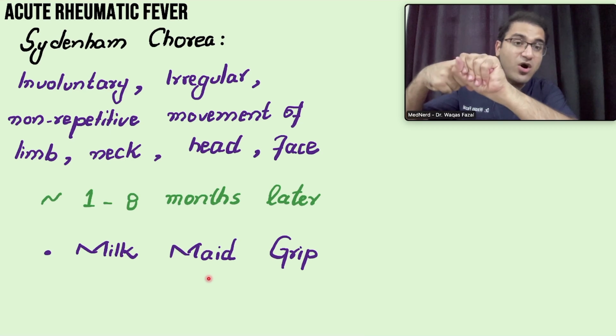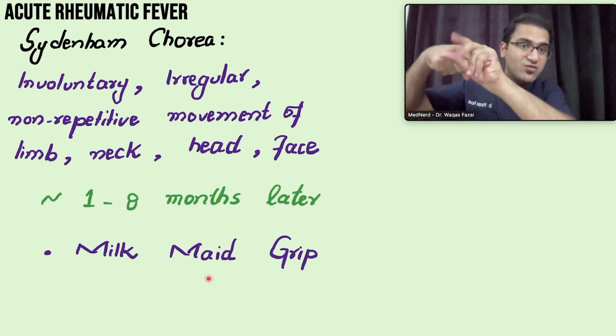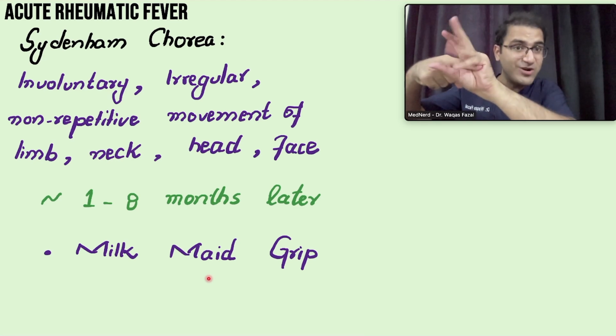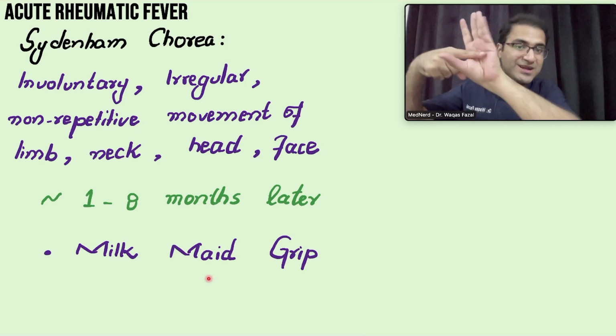hold it, and then all of a sudden, involuntarily, they will lose the control, and then they will hold it again, and then all of a sudden, involuntarily, they lose control and they will do this movement. So this movement appears like someone is milking a cow. Therefore, it is called a milkmaid grip. When you tell them to grip the finger, they will grip it like this, then they will lose control, they will grip again, they will lose control, they will grip again.